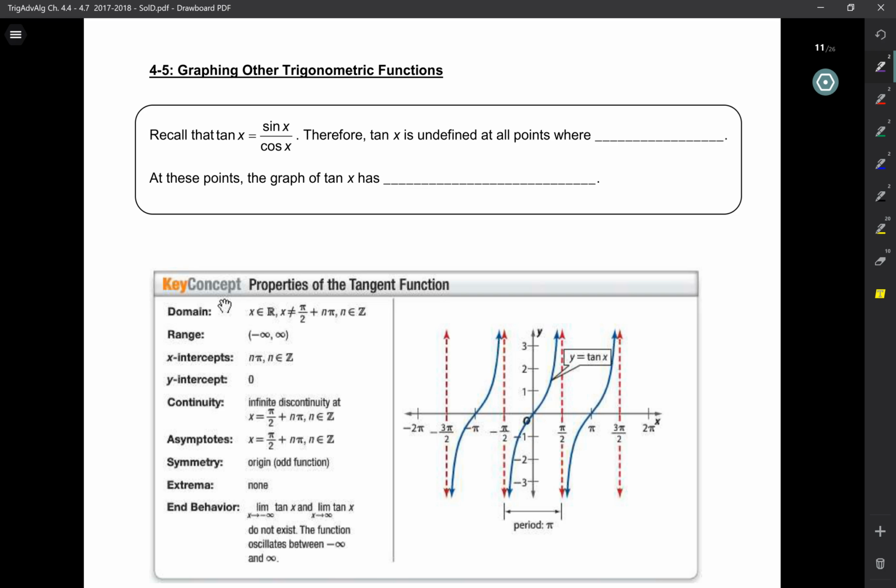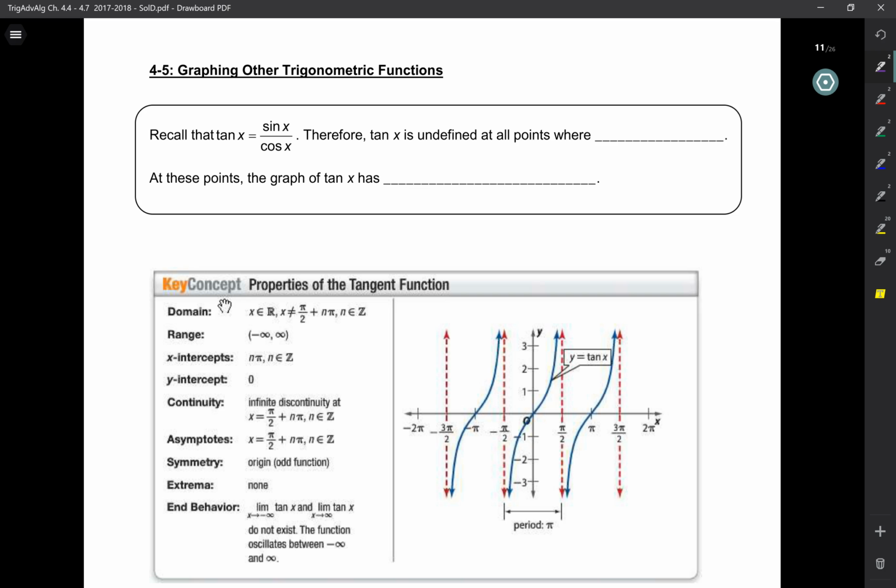That's why I went into so much trouble stressing all the stuff from before. All right. So let's start with tangent. In the very beginning, we defined tangent as sine divided by cosine.